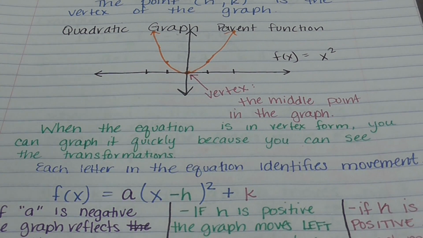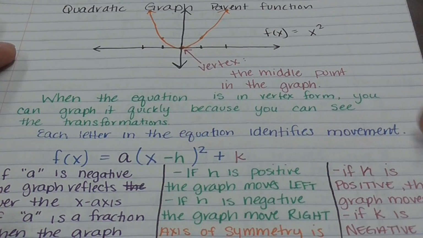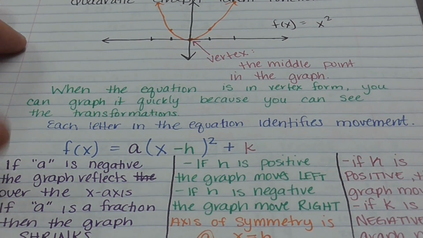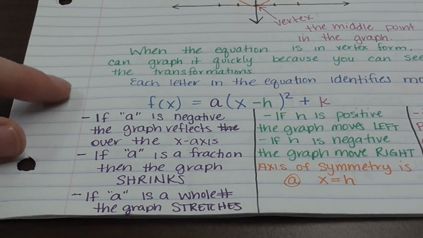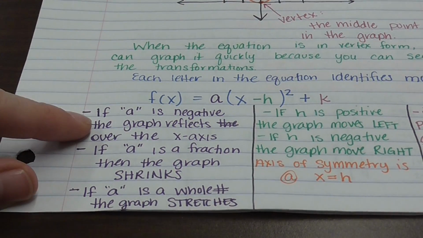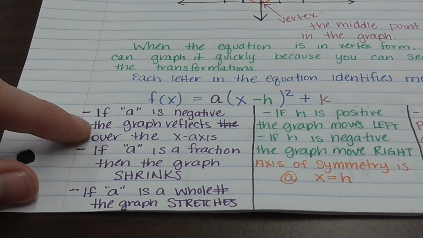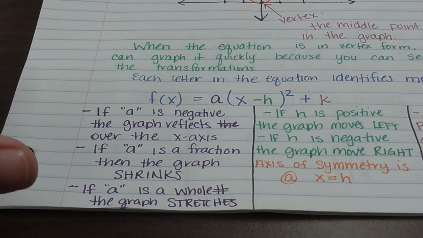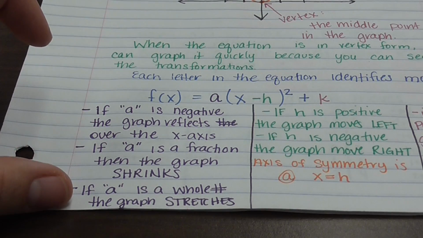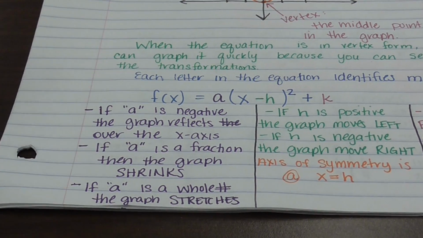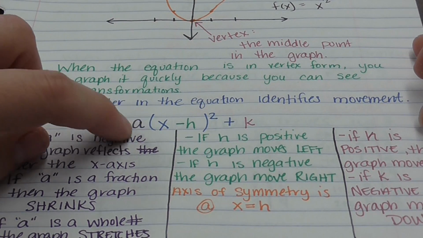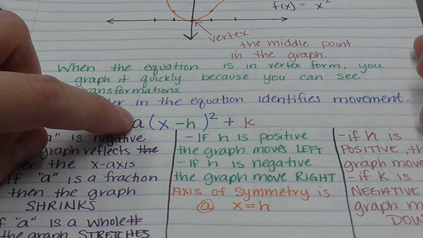Okay, so when the equation is in vertex form, you can graph it quickly because you can see any transformations. What that means is that each letter in here represents a movement that the graph could make. So if a is negative, for example, the graph reflects or flips upside down. It flips over the x-axis. If a is a fraction, then the graph shrinks or is shorter. If a is a whole number, then the graph stretches or gets longer and skinnier. Okay, that's how a affects the shape of the graph.